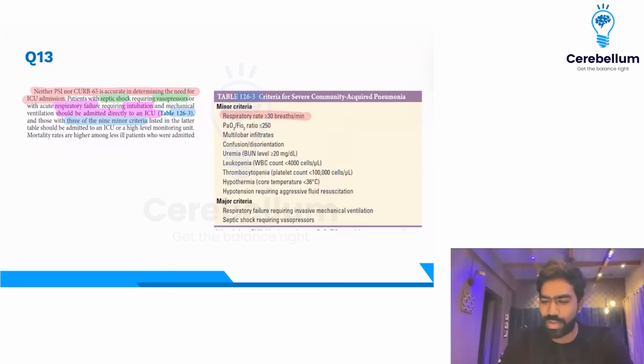So here, whatever criteria I told you in the CURB-65 order will be there. The altered mental status, respiratory rate more than 30, PaO2/FiO2 ratio of less than 250, multi-lobar infiltrates, uremia, BUN more than or equal to 20, WBC less than 4,000, thrombocytopenia less than 1 lakh, hypothermia less than 36 degrees Celsius, and low BP requiring fluids. If low BP requires vasopressors, then it's a major criterion. If low BP requires IV fluids alone to maintain BP, then it's a minor criterion. If there are 3 or more minor criteria, the patient should be in the ICU.